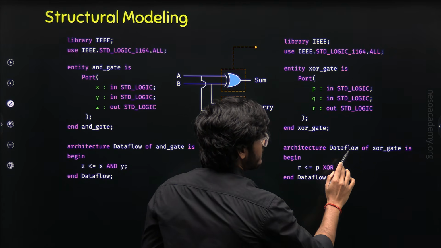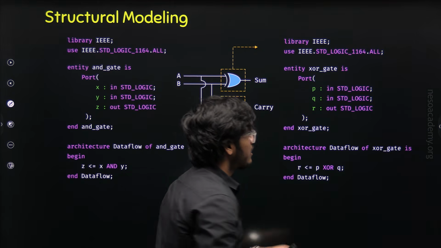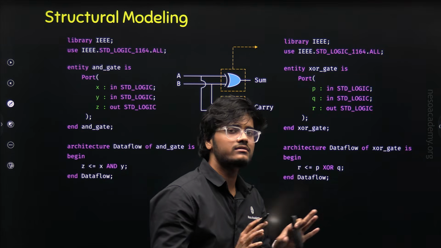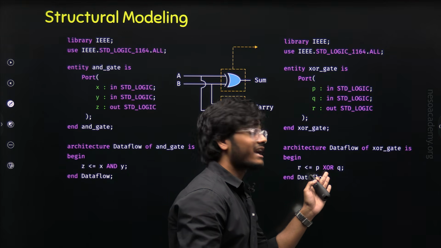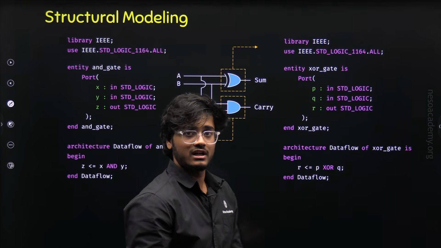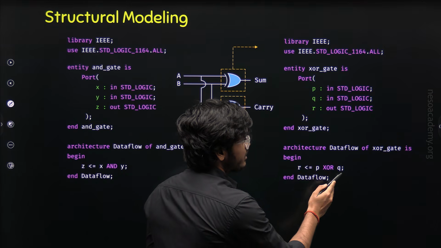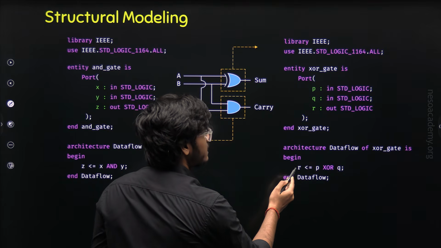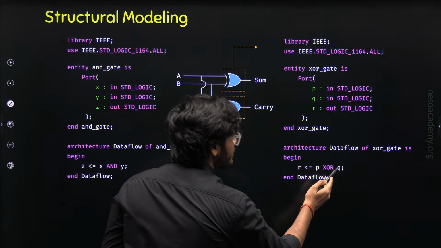So, the data flow architecture of XOR_gate is... Why data flow architecture? Because here I am writing the Boolean expression. This Boolean expression includes the XOR logical operator, which performs the XOR operation between the two inputs P and Q and stores the result inside the output signal R. So, R is assigned P XOR Q.